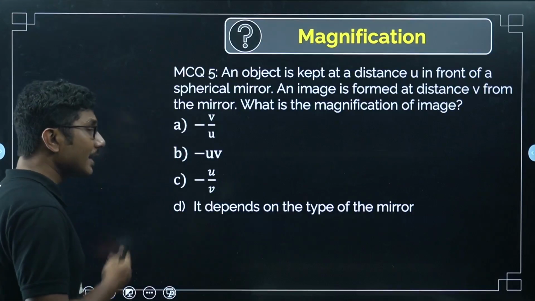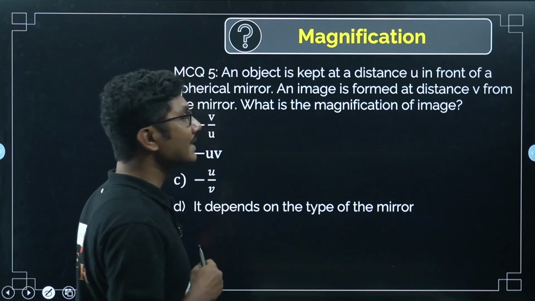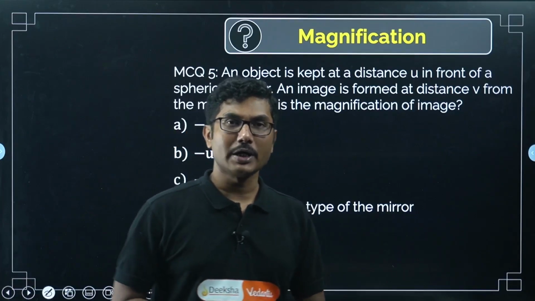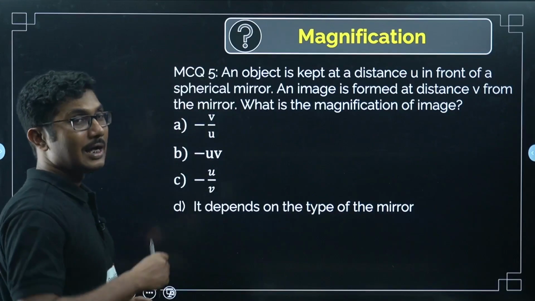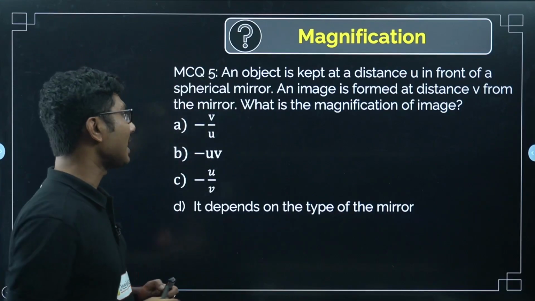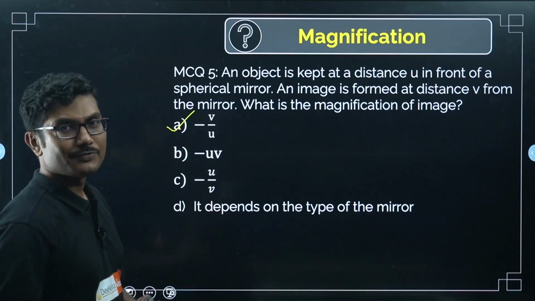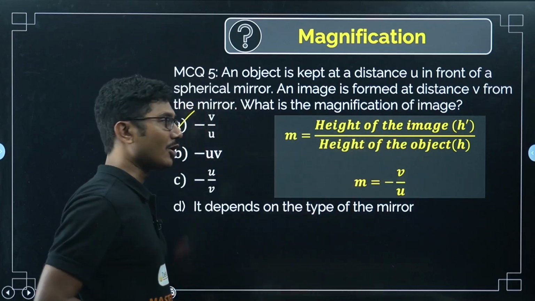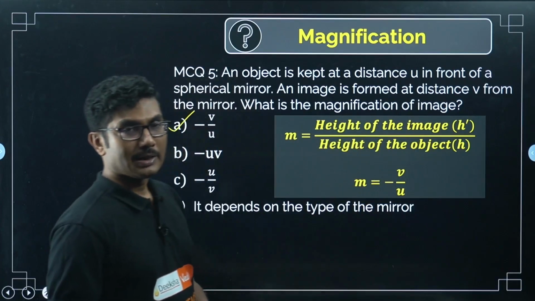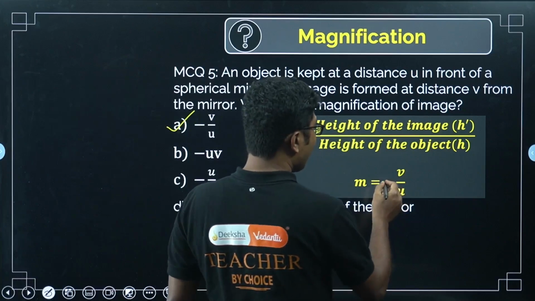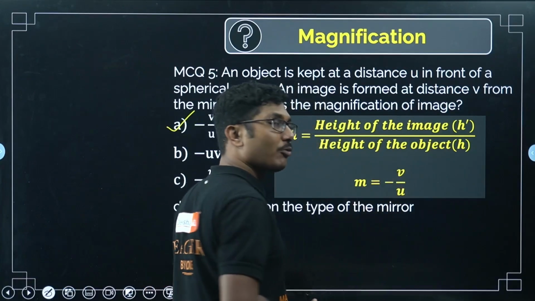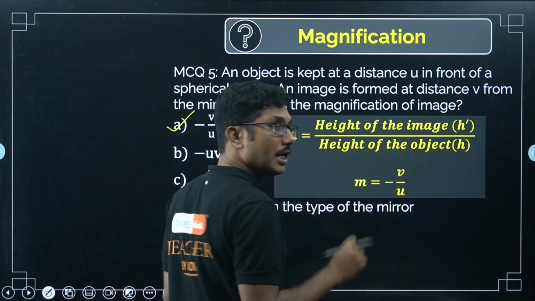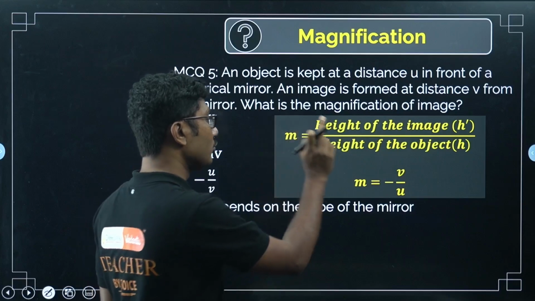Now let's see magnification. What is magnification? Magnification is basically defined by the height of the image divided by the height of the object. If you remember, at the beginning of the lecture I told you the magnification is given by minus V by U. So the definition is height of the image divided by height of the object and its formula is minus V by U. While using this formula as well you have to use the proper sign, whether V is positive or negative, U is positive or negative.